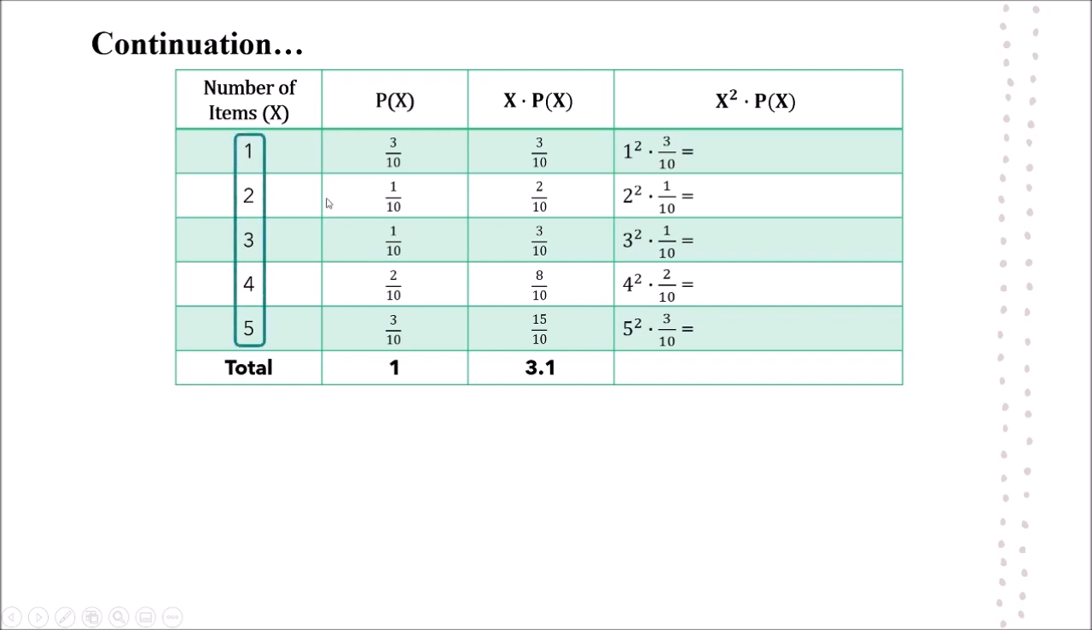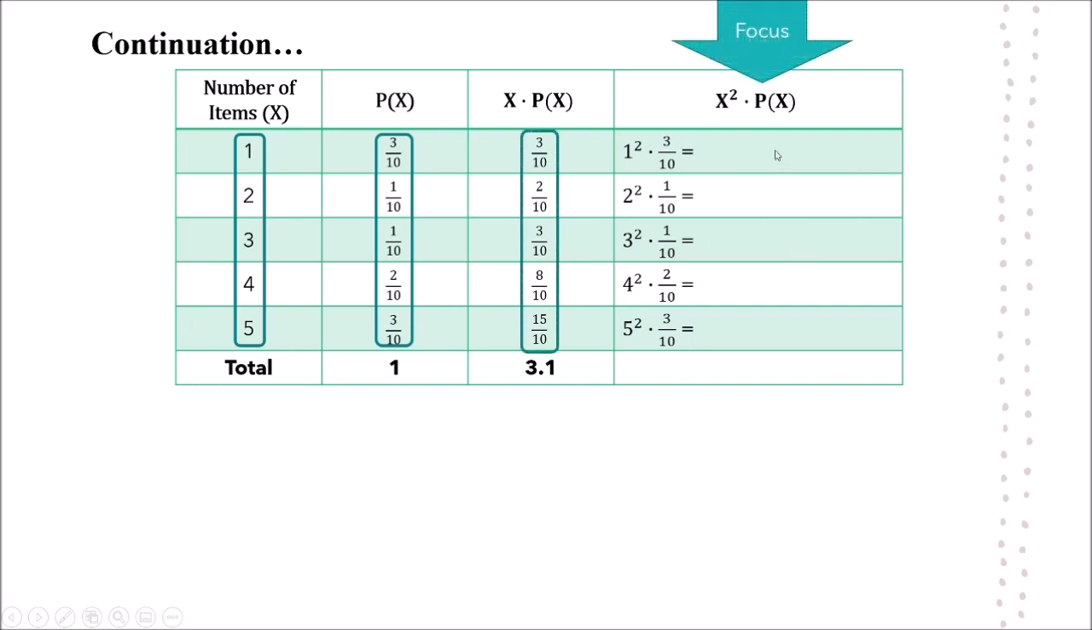So let's just take note of this one. Our main focus right now is the last column, wherein we will get the x squared times the probability of x. To do that, let's just rewrite each value so we are guided.